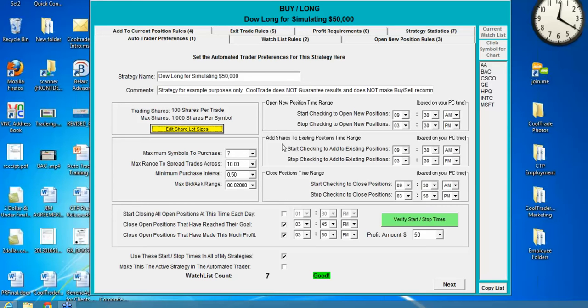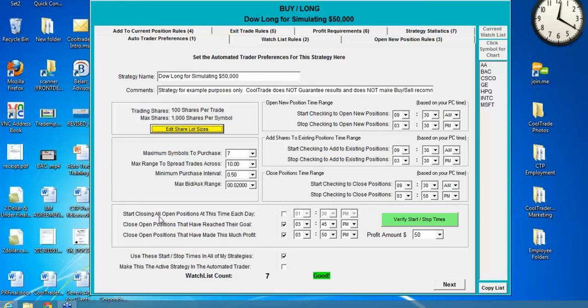The second box here is add shares to existing positions time range. So between 9:30 a.m. and 3:30 p.m., the robotic trader is looking to add to positions for any given strategy, depending on the rules of the strategy. The next box down below is the close position time range. So between 9:30 a.m. and 3:58 p.m., the robotic trader is looking to close out profitable positions that have reached your goal. So that's how that one works.